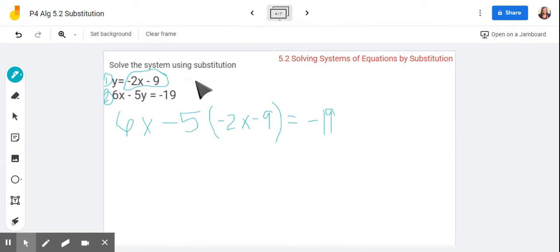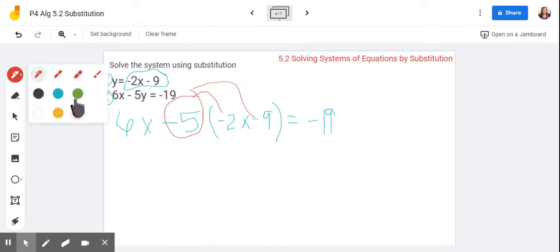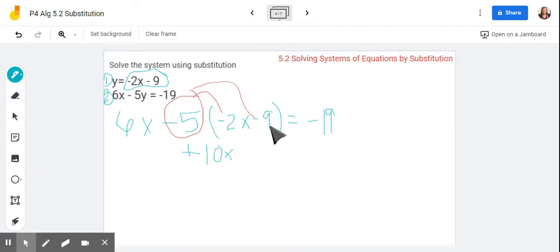Okay, so now my first step is to break up these parentheses. So I'm going to do that by taking negative 5 and multiplying it by everything inside the parentheses. So negative 5 times negative 2x gives me positive 10x. And negative 5 times negative 9 gives me positive 45 equals negative 19. And this 6x comes down as well. My next step is to combine like terms. So I have 16x plus, or 10 plus 6 gives me 16x plus 45 equals negative 19.